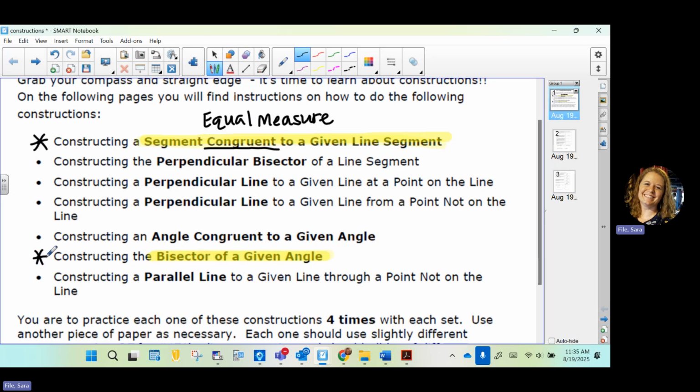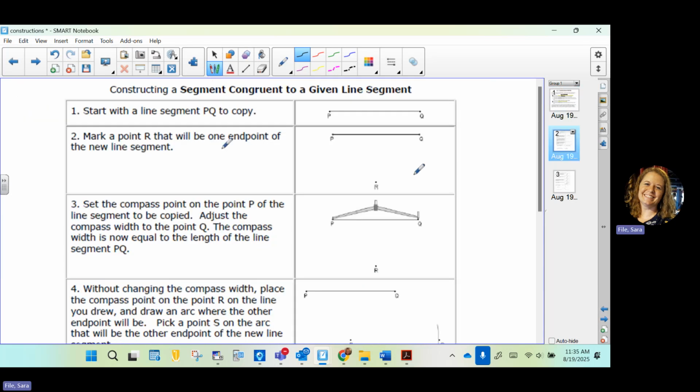And then we're going to focus on constructing a bisector of a given angle. Okay. Bisect. If you don't know what bisect means, I'll explain it when we get there. Okay, so these are the 2 we're going to focus on. So we're going to start. Flip the page to this one that says the segment congruent to a given line segment. This should be the first page when you turn your packet open.